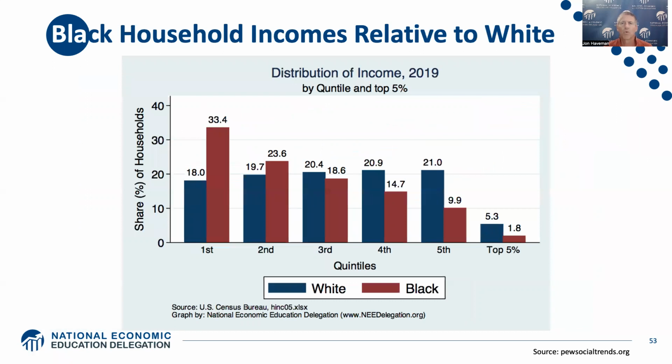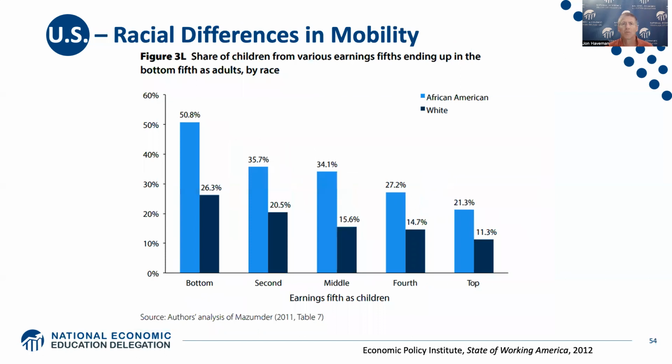If we look at incomes, where do Black and white households fall in the distribution of income? This down here is the first quintile, the share of white and Black populations that fall in the first quintile of income. That's the lowest income 20% of households. 18% of white households fall in that category, and 33% of Black households are down in the low income range. If we look at the top fifth, 21% of white households are in the top 20%, the highest income 20% of households, and only 9% of Black households are. So you can see there's a tremendous bias towards Black households being in the lower income part of the income distribution.